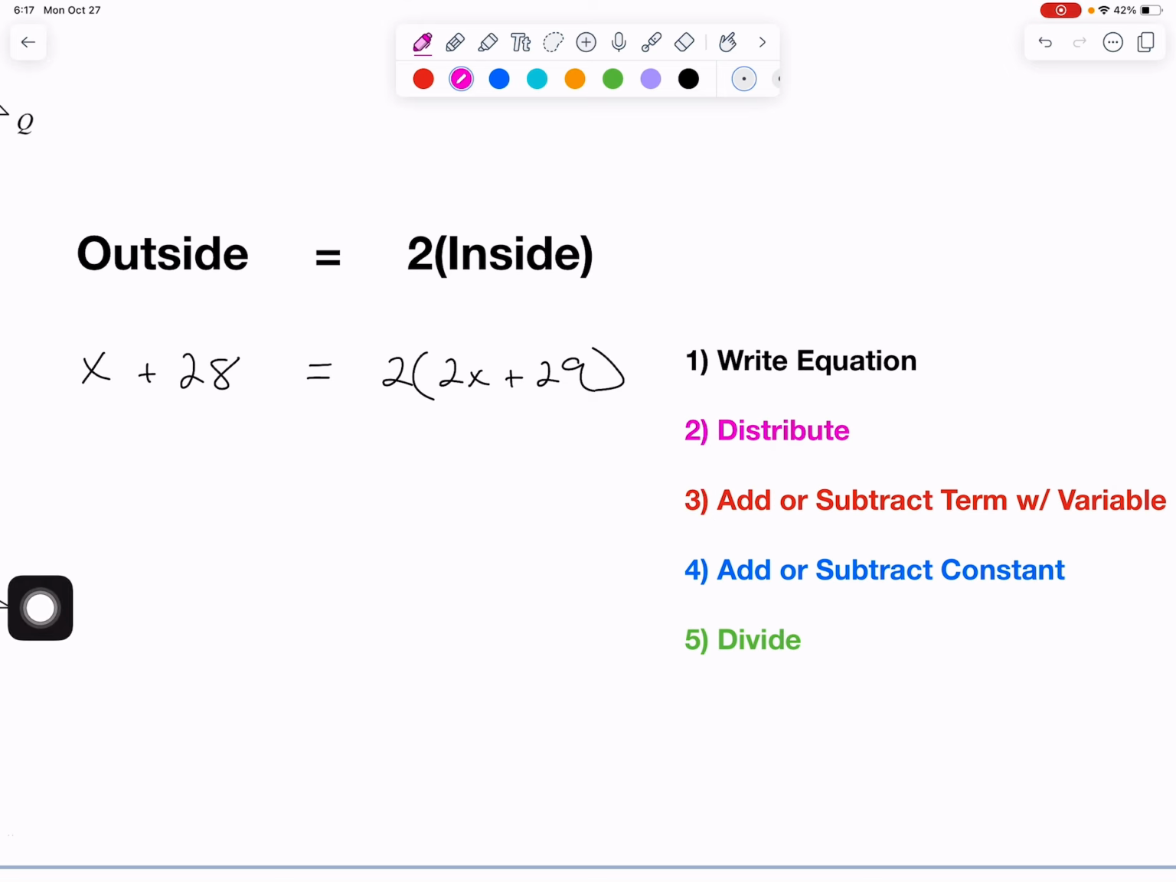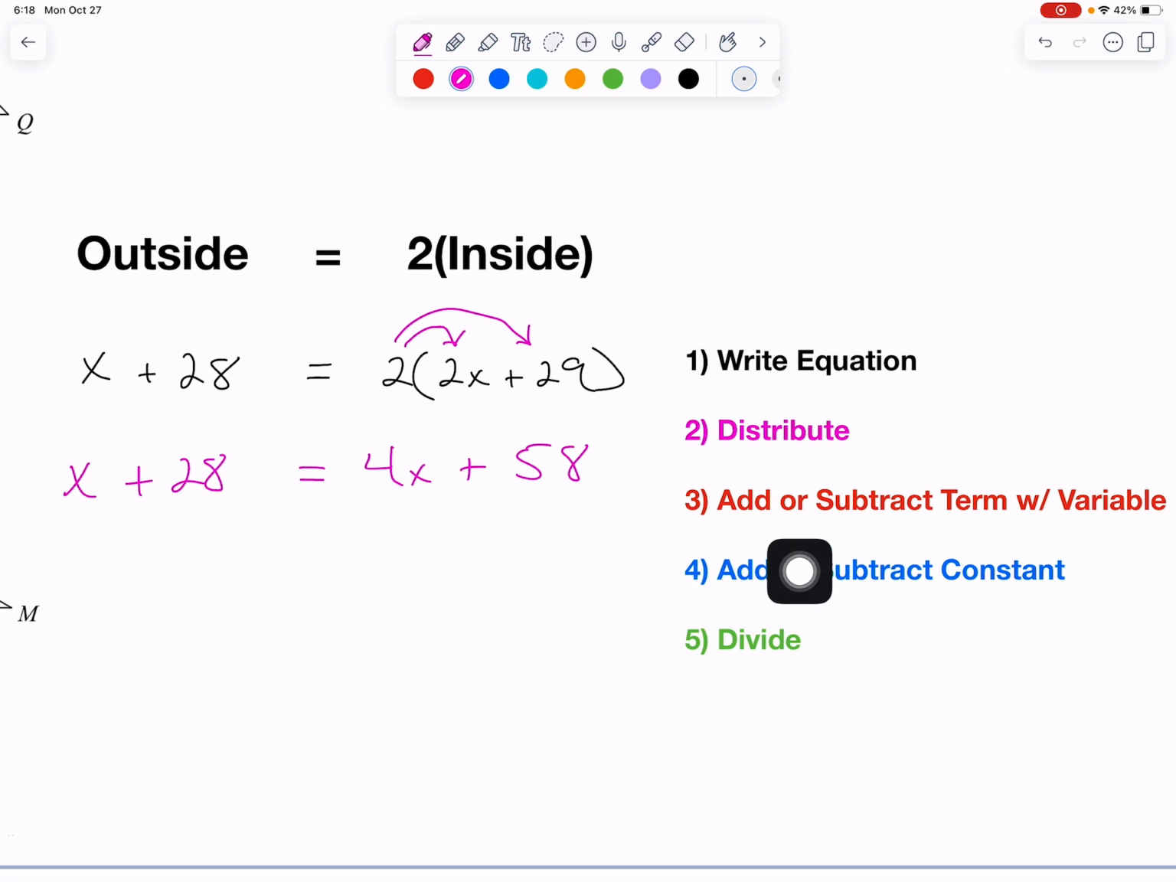Step 2 is to distribute. Can we distribute anything over here or combine like terms on the left side of our equation? No, so we're just going to rewrite the expression as x plus 28. Bring down the equals. Now we distribute. 2 times 2x gives us 4x. 2 times 29 gives us 58.